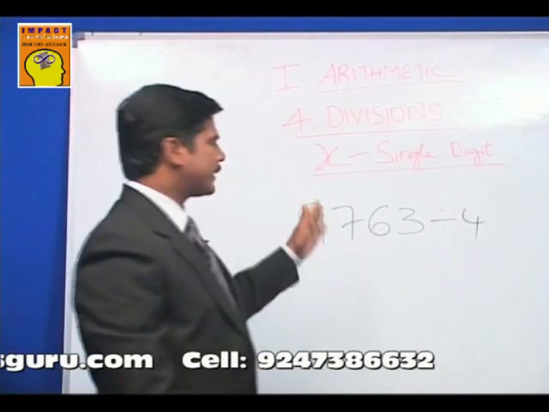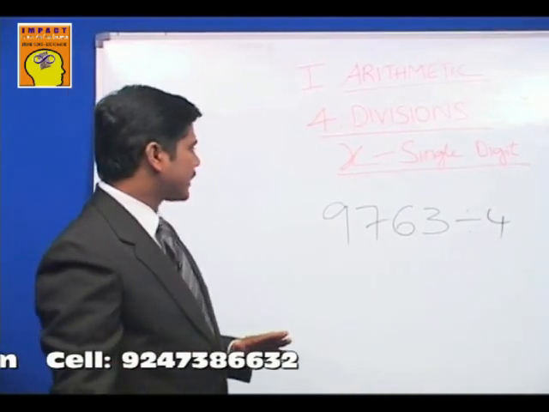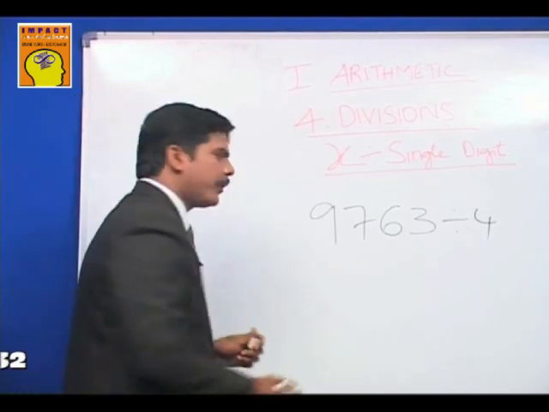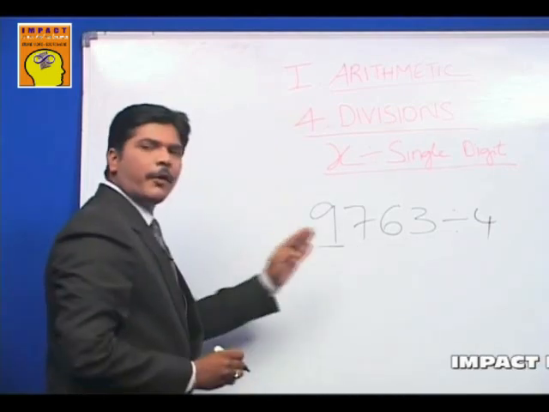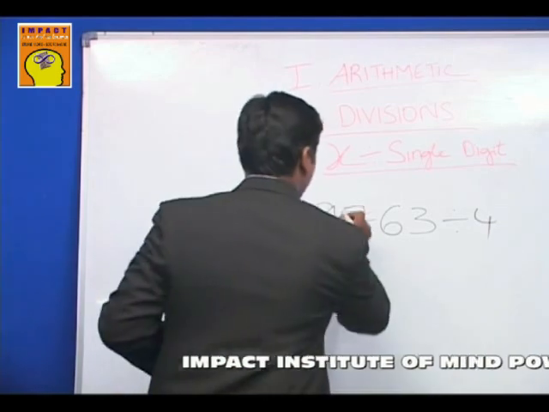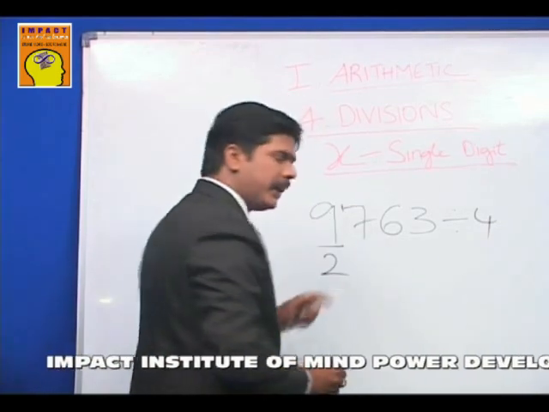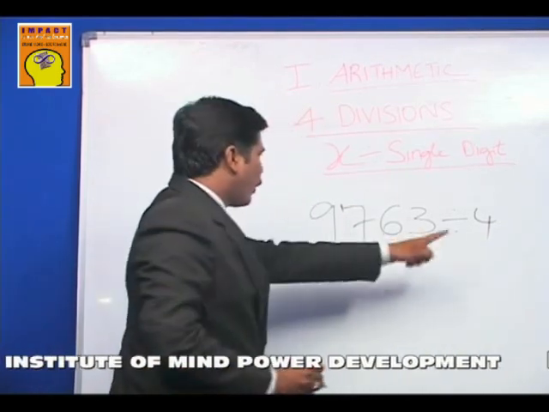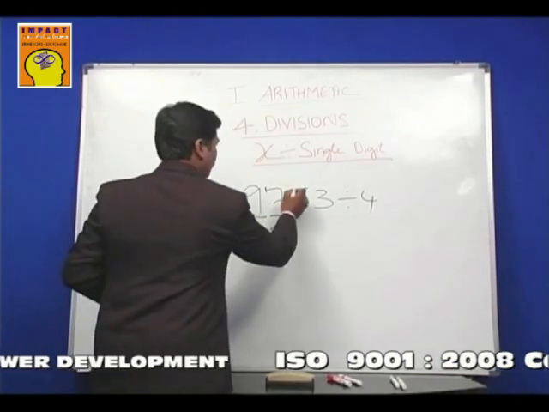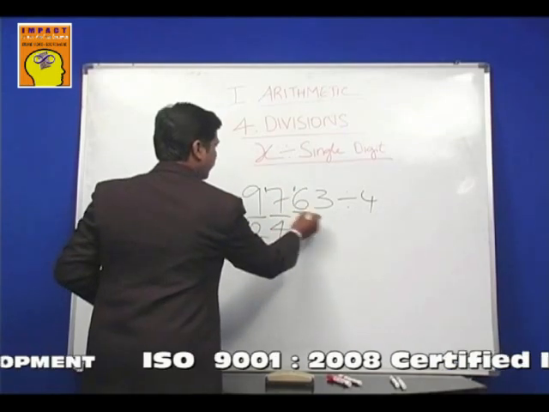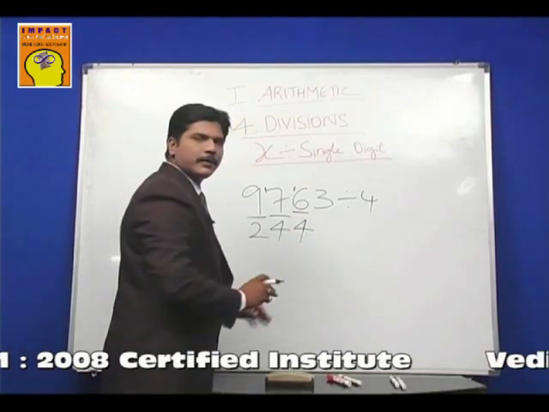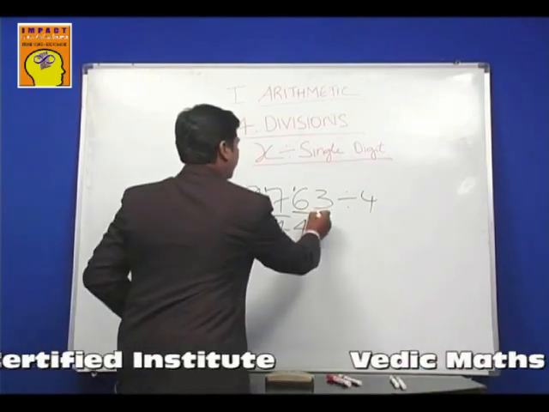Now let's see one more example: 9763 divided by 4. The same technique. First underline 9. 4 goes in 9 twice with the remainder of 1. So write the 1 before 7, assume it as 17. Now underline 17. 4 goes in 17 four times with a remainder of 1. So put the 1 here, assume it as 16. Now 4 goes in 16 exactly 4 times. No remainder. Go to the next number, underline 3.